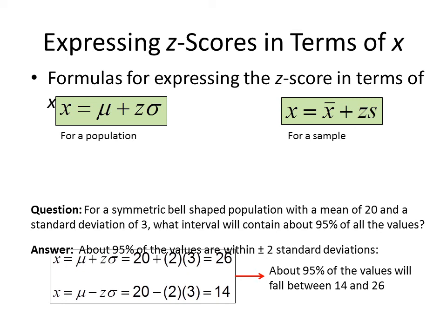So you can solve z-scores in terms of x. And here are the formulas. If you wanted to find out a particular x, you can take the mean plus the z-score times the standard deviation. Same for the sample as well.